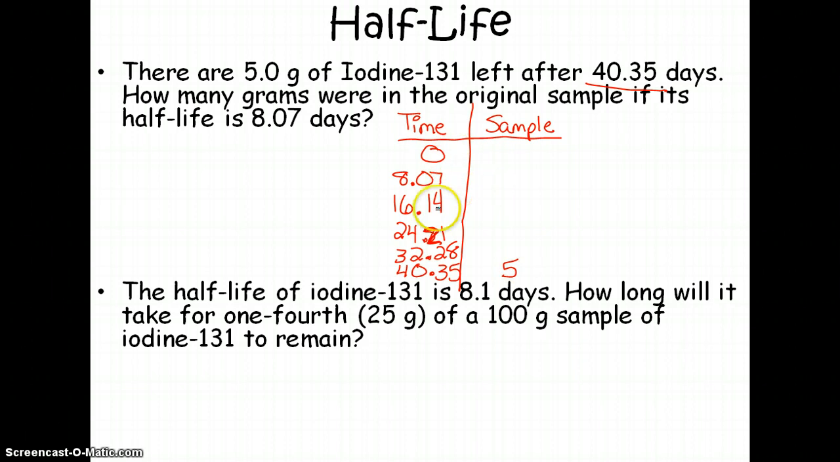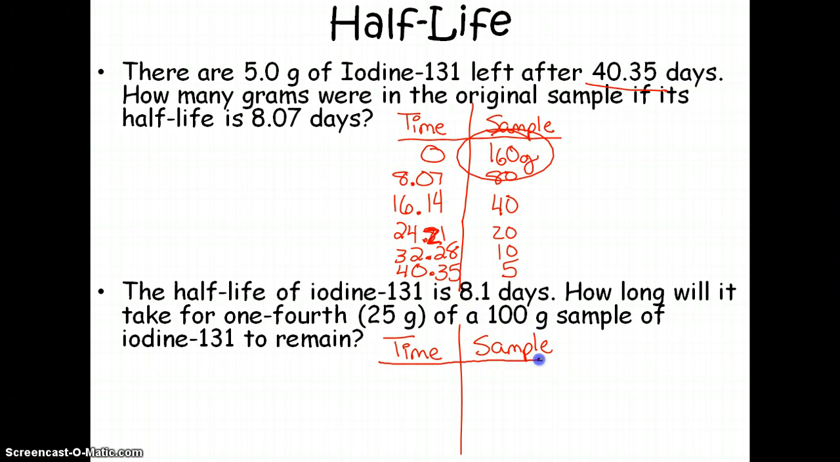Now every time a half-life goes by, we lose half our sample. So if we're going backwards, we'd be doubling our sample every time. So we go to 10, to 20, to 40, to 80, and finally the original sample at 160 grams. Okay? All right, let's look at the second problem, and then let's apply the same technique of the time and sample chart.